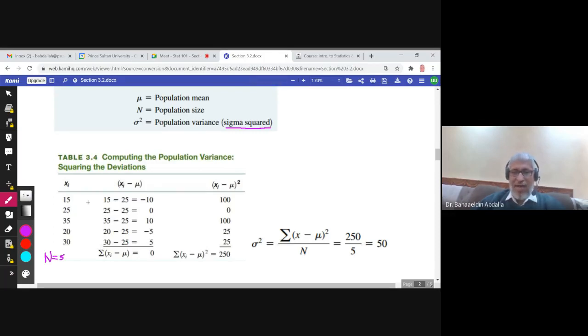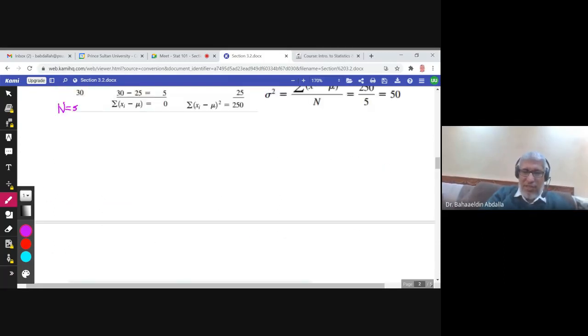You are taking all the values into consideration, finding the distance between all the values and mu. Now remember, if you add these distances, you will always get 0. So we need to change the negative to positive, so we raise it to the power 2. We square it, so negative 10 will be 100. There are no negative signs here, and you can add. Summation of xi minus mu all squared is 250. You divide 250 by 5, and you get the population variance. So the population variance of this data is 50.